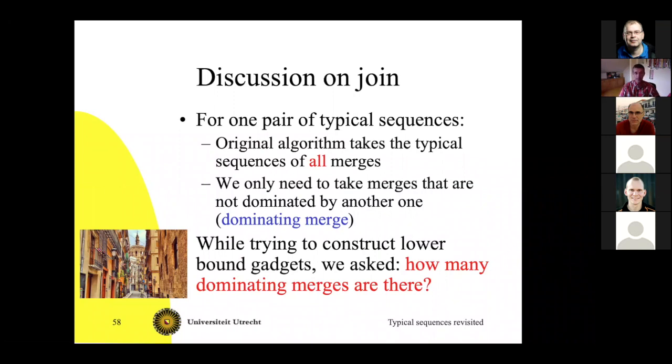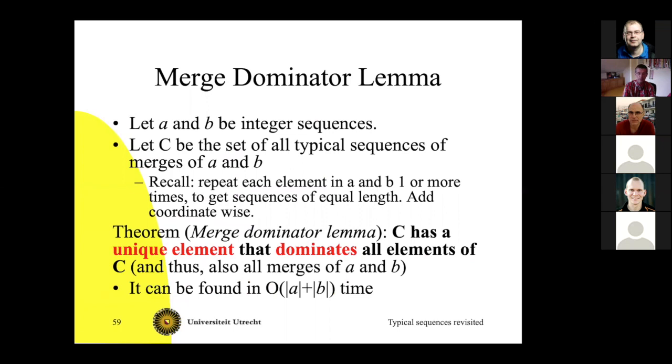After that, we started thinking again, and we didn't come up with good examples of large sets of dominating merges. And then we had this conjecture, and then the conjecture became what we call the merge dominating lemma, which tells me: if I have two integer sequences, and I have the set of all the typical sequences of all the merges of these integer sequences, so basically every element in A and B is repeated one or more times to get sequences of equal length, and then added coordinate-wise, then this set has a unique element which dominates all the elements of C, a unique typical sequence which dominates all of them.